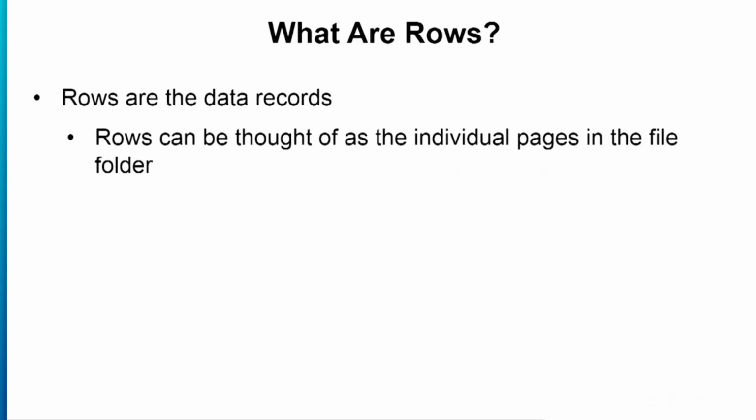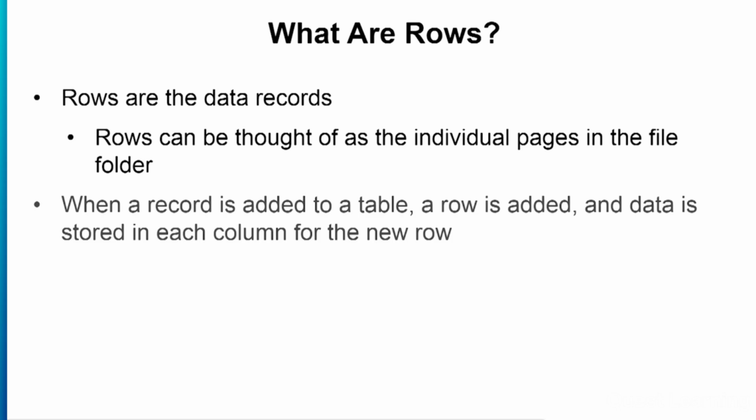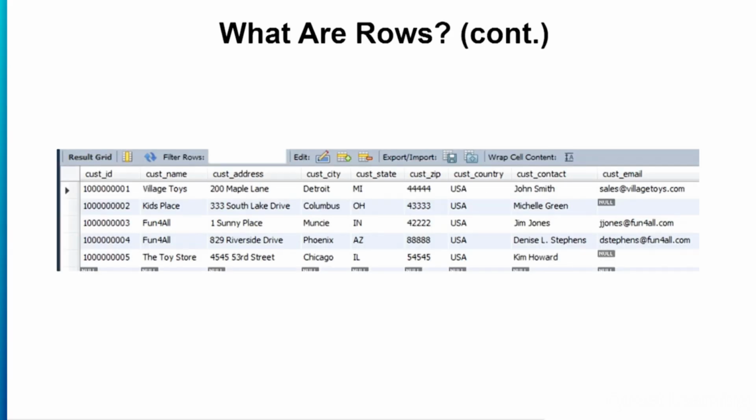Individual records that get stored in the table are stored in rows. Rows are the data records. And you could think of these, again, using our file cabinet analogy, as the individual pieces of paper that get put into a file folder. When a record is added to a table, a row is added, and then data is stored in each column for that row. And here's an example, again, of the same customers table. And you can see there's a series of rows, name, address, some have information, some don't.